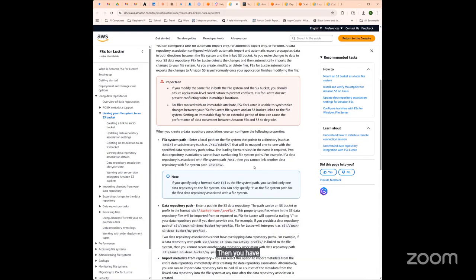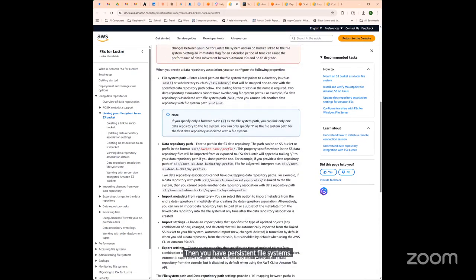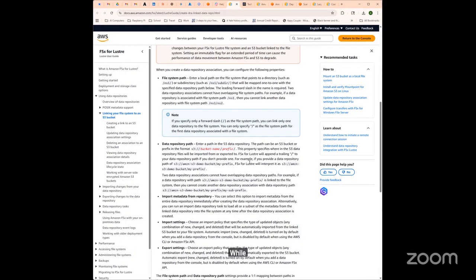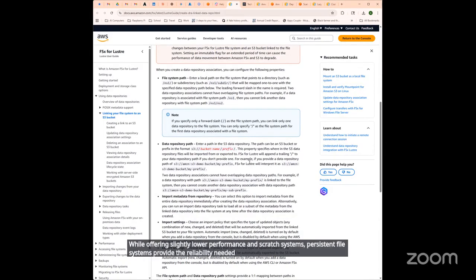Then you have persistent file systems. So these are long-term storage with data replication within the same availability zone, ensuring data durability and automatic recovery from hardware failures. While offering slightly lower performance than scratch systems, persistent file systems provide the reliability needed for production workloads and sensitive data that cannot be easily regenerated.